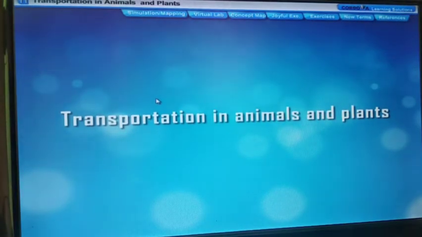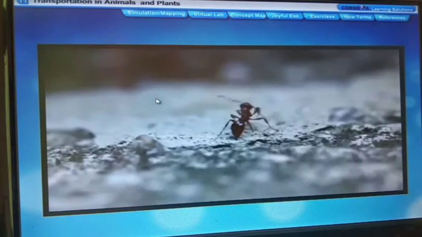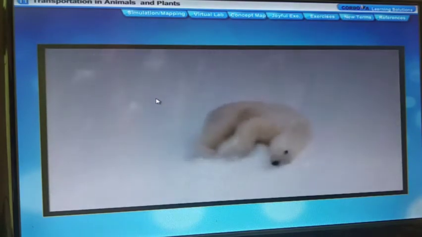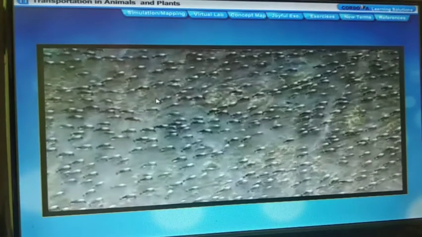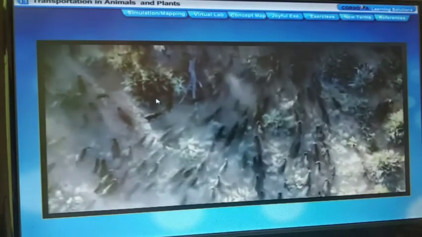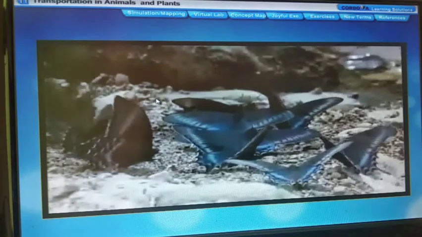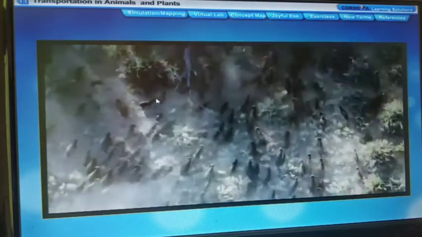11. Transportation in animals and plants. Living organisms perform various life processes for their survival. For this, they need various useful materials like food, water, and oxygen. All the living organisms also produce some waste materials like carbon dioxide and urea. These waste materials are harmful and have to be removed from the body.